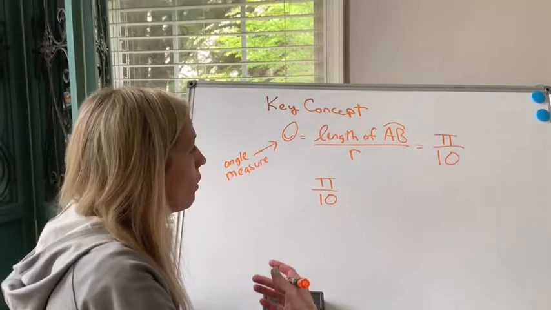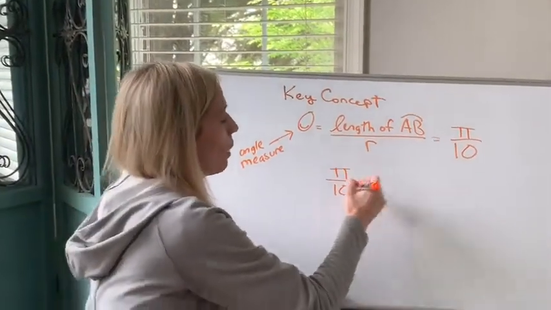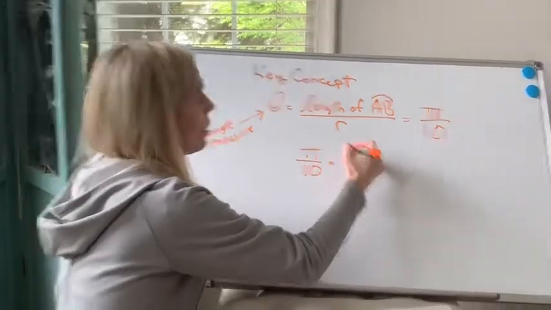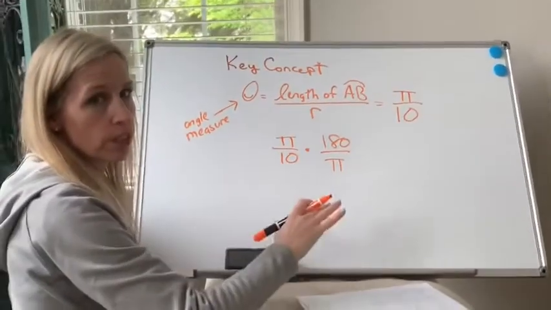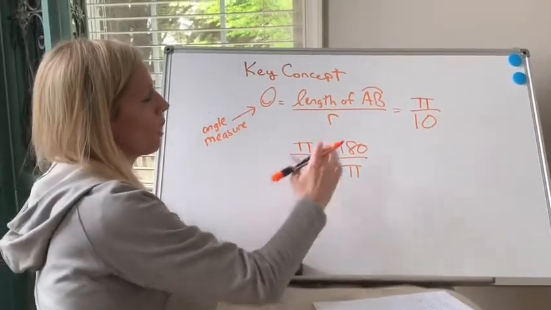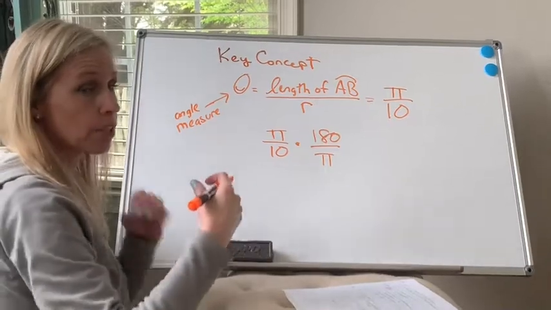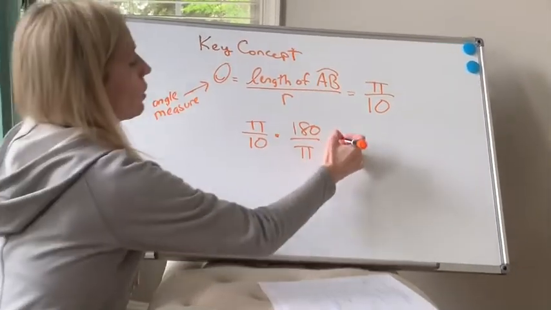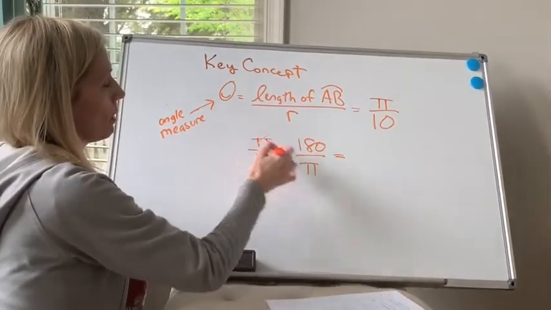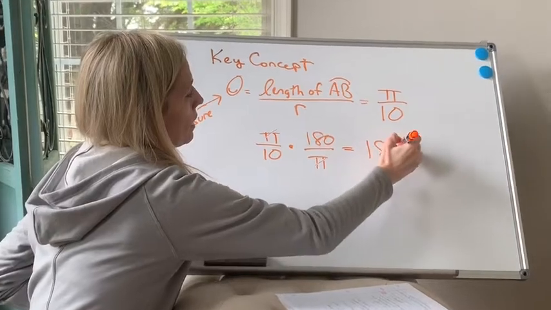So we're going to convert this to degrees. The way we convert from radians to degrees is we multiply whatever the radian measure is times 180 over pi. That's the way we're always going to do it. You'll recall it's really the opposite of what we did when we started with degrees to get radians. So the pi's cancel, and 180 divided by 10 gives us 18 degrees.